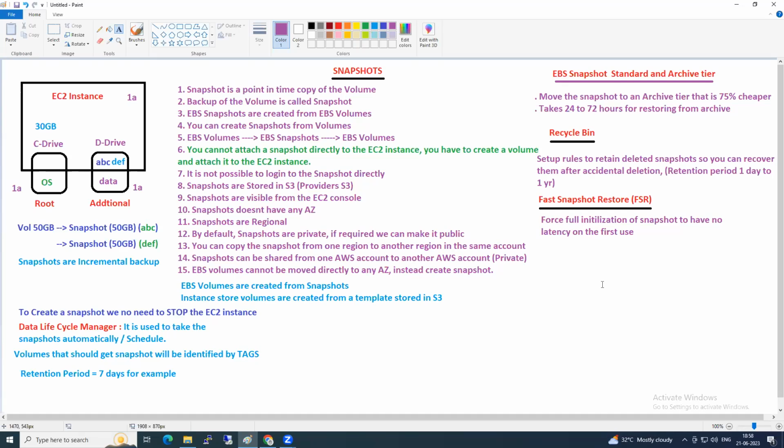Now, let's talk about security. How much time will a snapshot take to restore into a volume? Can we say that it depends upon the size? Yes, it depends upon the size.